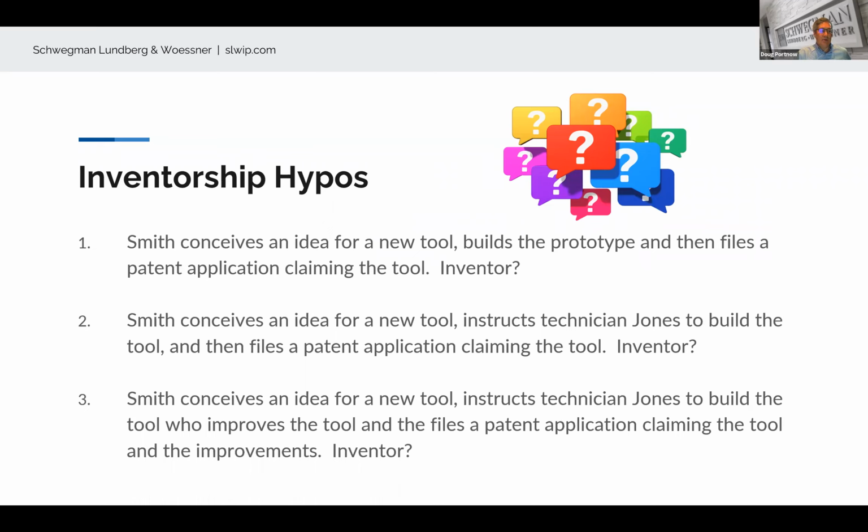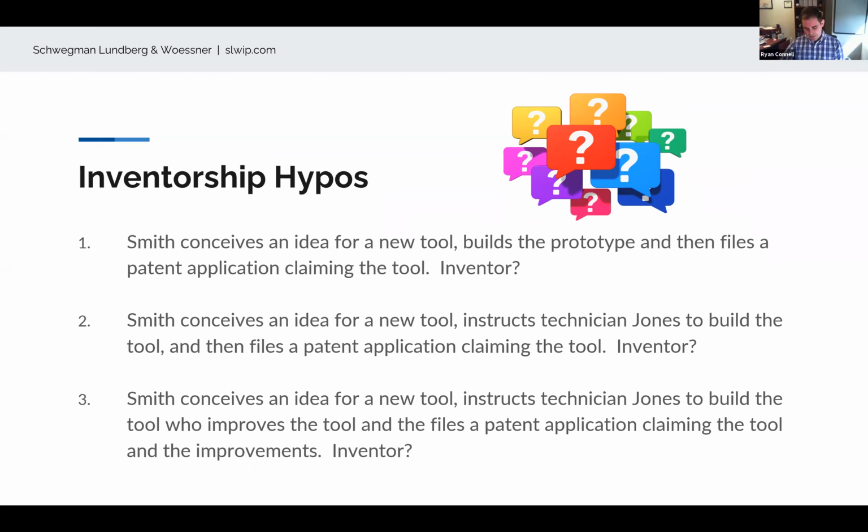So hypo number 2, our same inventor, Smith, now conceives of an idea for a new tool and instructs technician Jones to build the tool, and then they file a patent application that claims the tool. So again, who would the inventor be? Kind of walk us through your thought process.